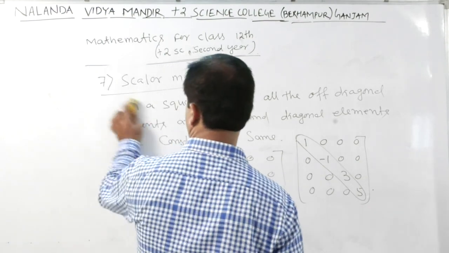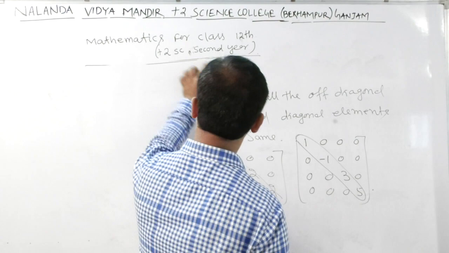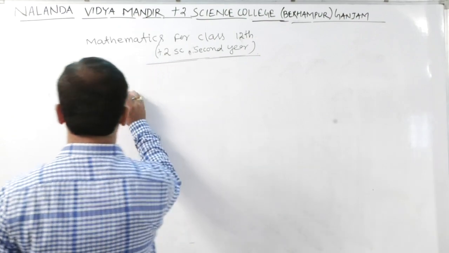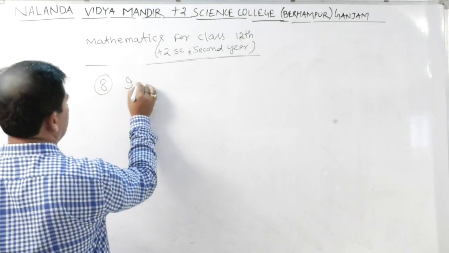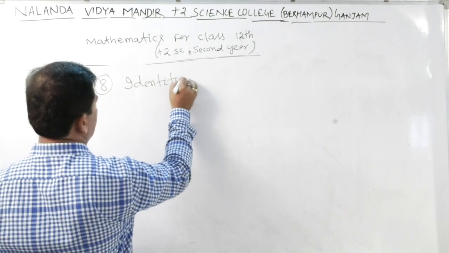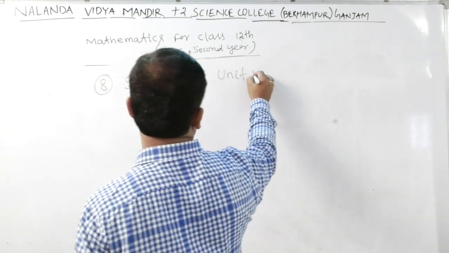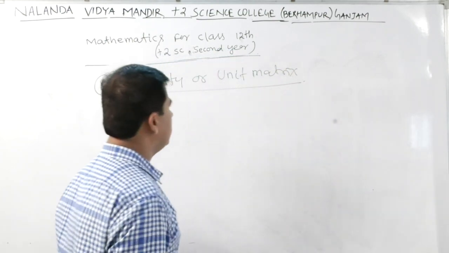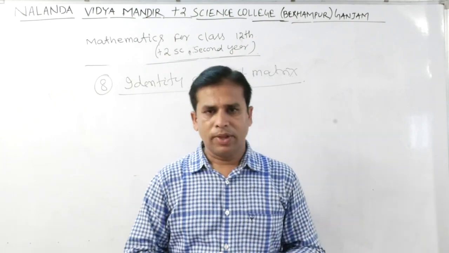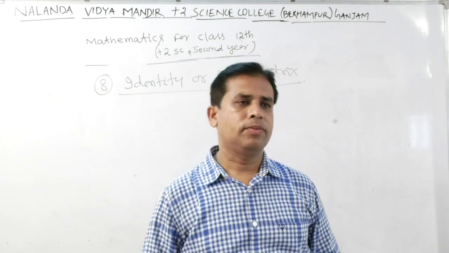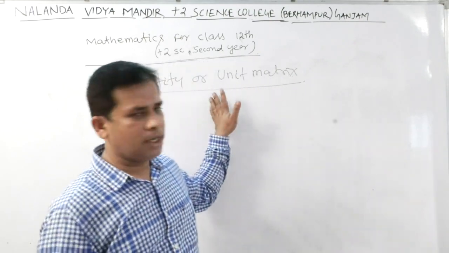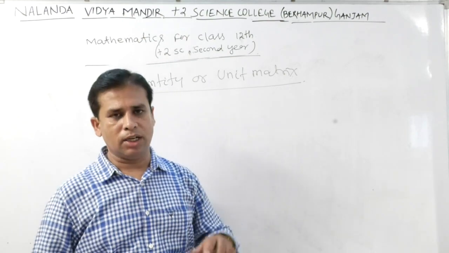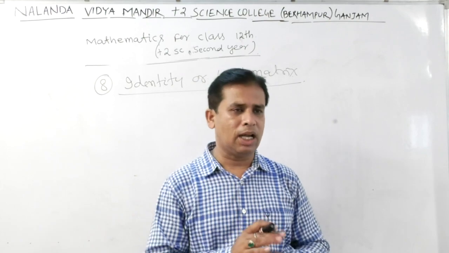Okay. Now we go to identity or unit matrix. This is very important. Identity matrix or unit matrix. What will be the identity matrix and unit matrix? We can define identity matrix or unit matrix from square matrix or diagonal matrix, or we can define from scalar matrix.